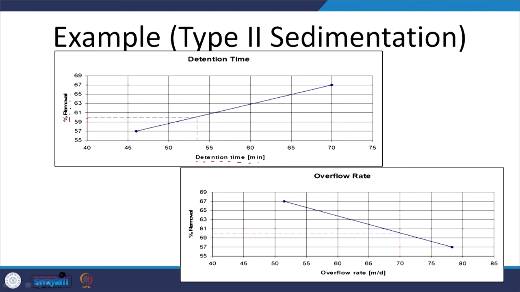So what do we see? For 60% removal, from this graph, I see the relevant detention time, maybe 53 minutes or so, is required. And what is the overflow rate? I can either calculate that or look at the plot. For the 60% removal, I guess the overflow rate comes out to be 70 meters per day, and the detention time is around 55. But there will be some values we need to look at for the factor of safety when we design this, so 1.75 and 0.65. But again, we will provide that in the exam.